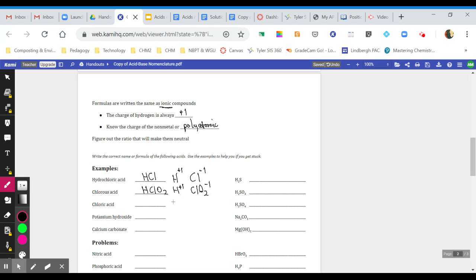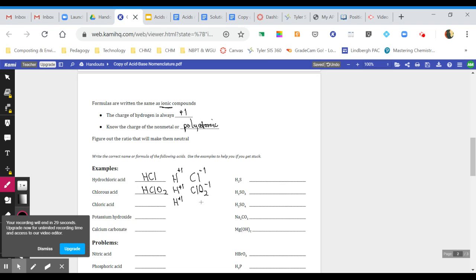Chloric acid, again, always starts with a hydrogen, and then the ic ending tells us that it was chlorate, ClO3. So then we end up with HClO3 as our acid.